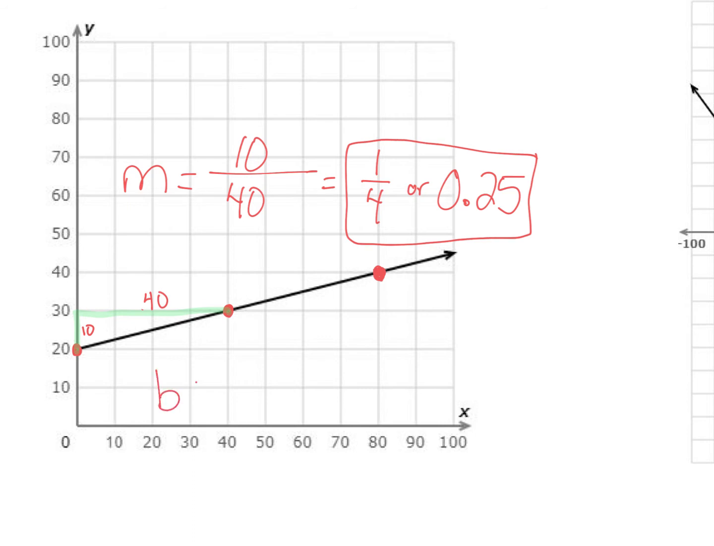Now the b in the equation is the y-intercept. And I find that just by looking to see where the graph touches the y-axis. Now remember, your y-axis is this one, the vertical axis. So I need to look at the point where it touches the vertical axis. It touches it right here. The y value of that point is 20. So my b is 20.